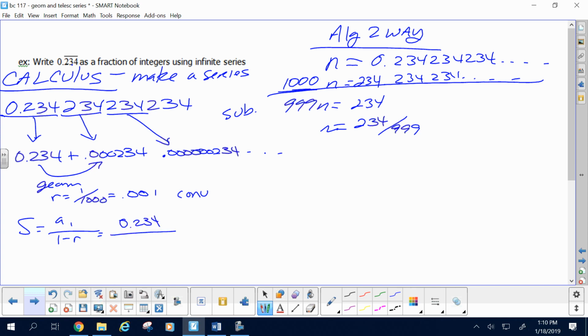0.234, or 234 thousandths. And the common ratio we just said is 1,000. That's 0.234 over 0.999. If we multiply top and bottom by 1,000 to clear the decimals, then we get 234 over 999. And obviously that's the same.